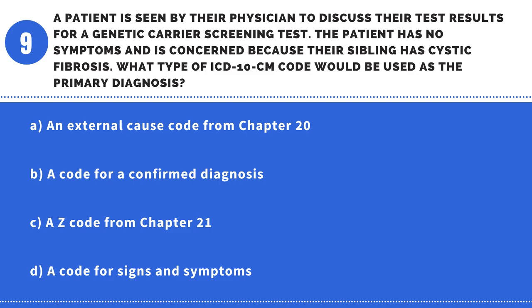Question 9. A patient is seen by their physician to discuss their test results for a genetic carrier screening test. The patient has no symptoms and is concerned because their sibling has cystic fibrosis. What type of ICD-10-CM code would be used as the primary diagnosis? A. An external cause code from Chapter 20. B. A code for a confirmed diagnosis. C. A Z code from Chapter 21. D. A code for signs and symptoms.